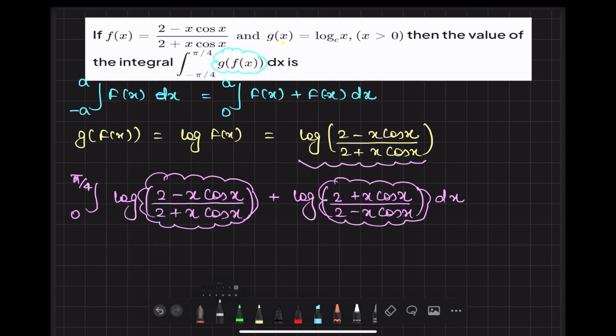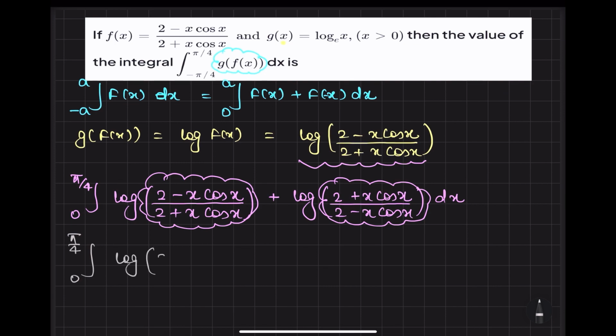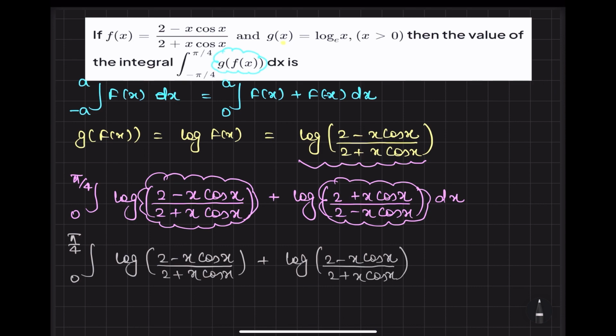So what we will do, we will manipulate the argument now. Integration from 0 to pi by 4 of log of (2 minus x cos x upon 2 plus x cos x) plus log of (2 minus x cos x upon 2 plus x cos x) power minus 1. Now you know that the power of the argument of log comes out as a coefficient. So this minus 1 will come over here and it will become minus.